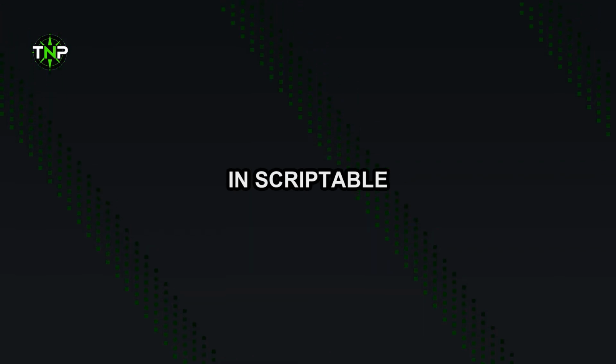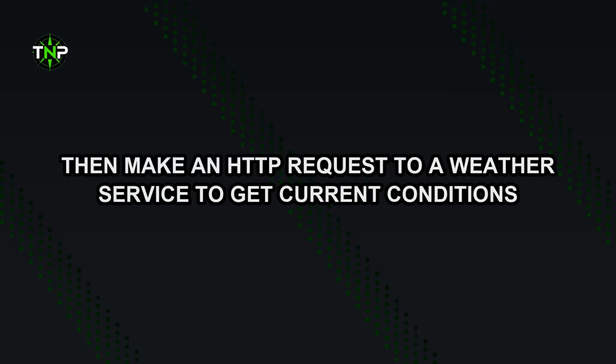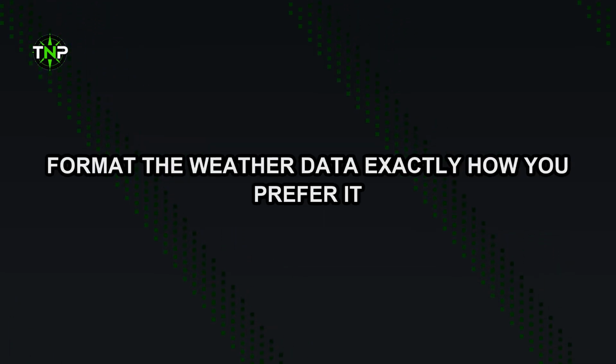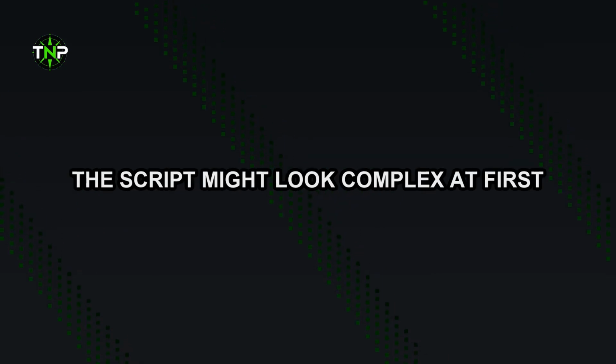The beauty is in how these pieces connect. You can process the calendar data to extract just the information you need, format the weather data exactly how you prefer it, and then combine everything into a notification or even save it to a note. The script might look complex at first, but it's actually quite straightforward once you understand the basic structure of making API calls and processing the returned data.